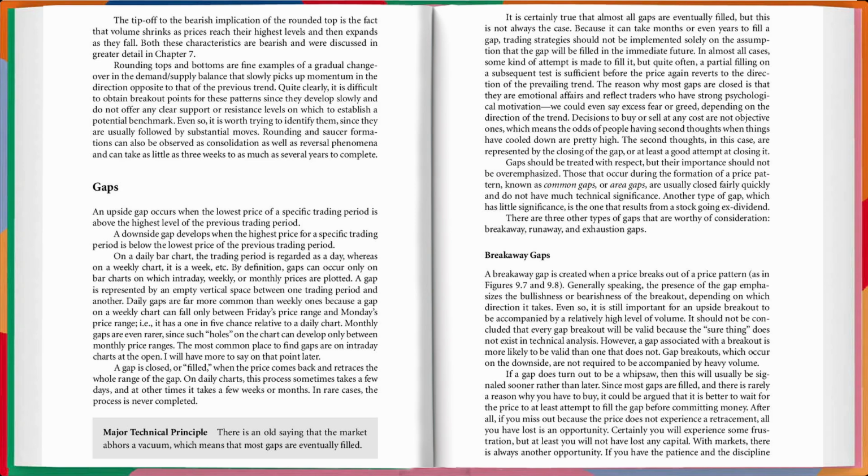Rounding tops and bottoms are fine examples of a gradual changeover in the demand/supply balance that slowly picks up momentum in the direction opposite to that of the previous trend. Quite clearly, it is difficult to obtain breakout points for these patterns since they develop slowly and do not offer any clear support or resistance levels on which to establish a potential benchmark.